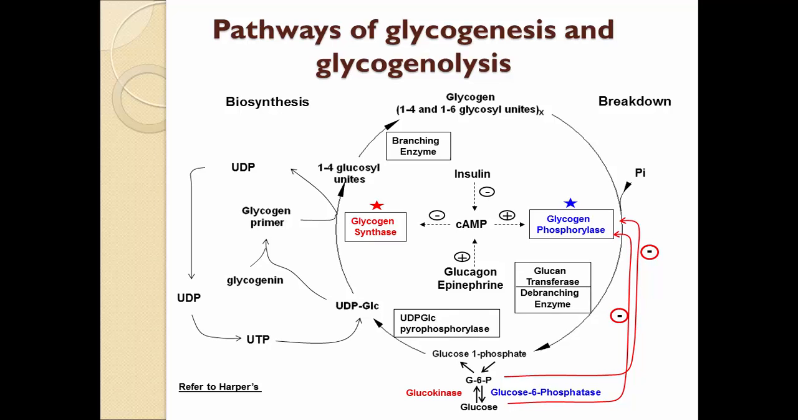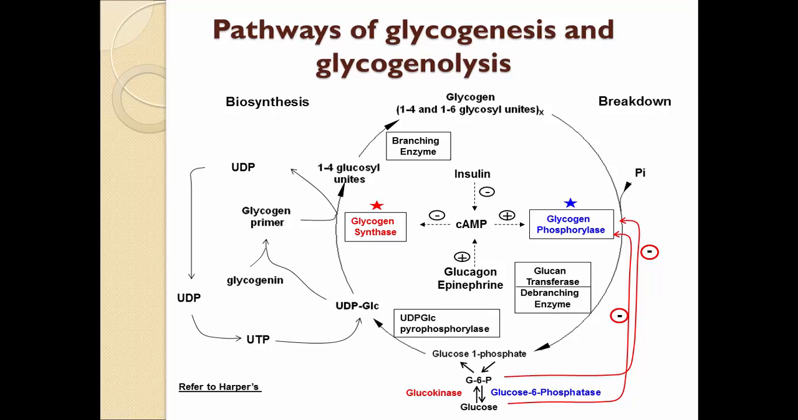And for glycogen breakdown, glycogen phosphorylase is the key enzyme, and it also involves two other enzymes, glucan transferase and debranching enzyme, right, to break down the glycogen. First you get glucose 1-phosphate and then glucose 6-phosphate. And the last step is glucose 6-phosphate converted to free glucose, and this is by the enzyme glucose 6-phosphatase.